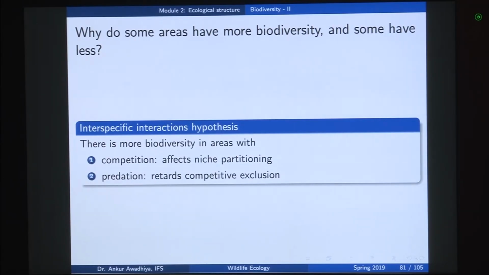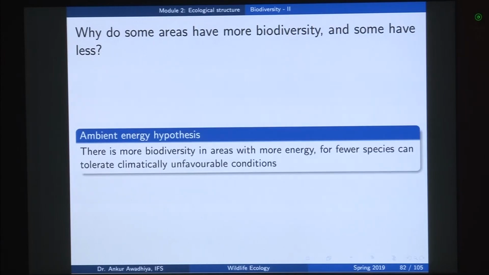So, predation can also increase the amount of biodiversity that we have in the system, which is also food for thought on why we require tigers in our forests, because tigers are predators and they keep the system in check, but we will look into it in greater detail in one of the other lectures. Now, another hypothesis goes by the name of the ambient energy hypothesis. There is more biodiversity in areas with more energy, for fewer species can tolerate climatically unfavorable conditions. So, this hypothesis essentially states that those areas that have more energy in the form of, say, sunlight and are having more favorable conditions would have a greater amount of biodiversity.